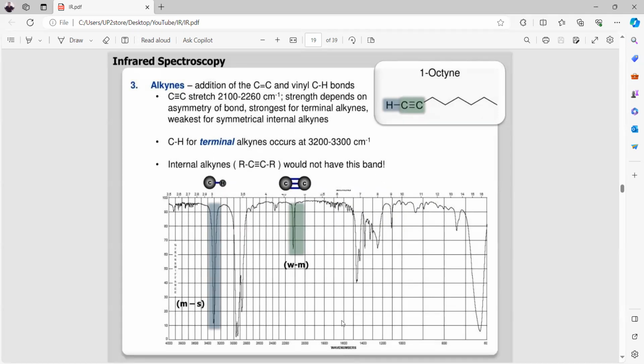So from this chart, you can identify two different IR signals. From the left side, you can determine that this is the alkyne CH, and from here, around 2200, you can identify C triple bond C.